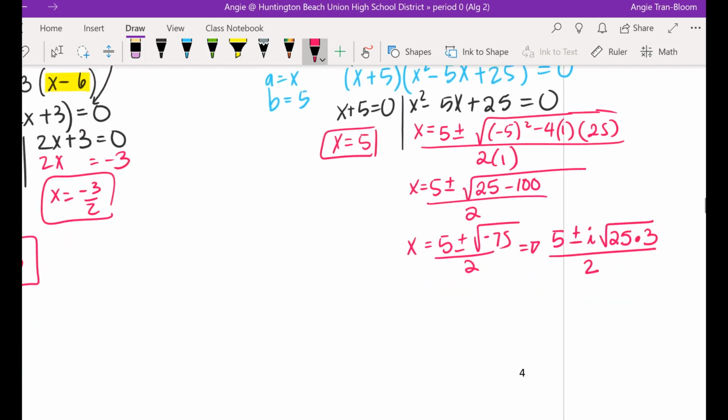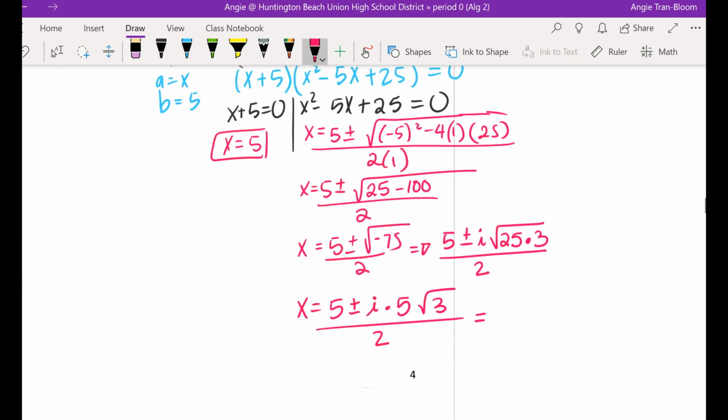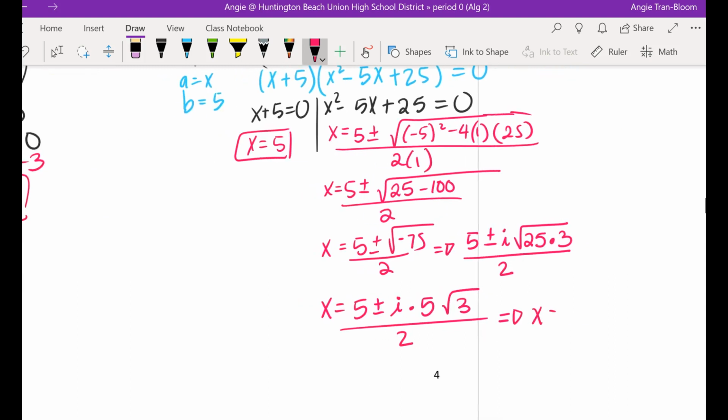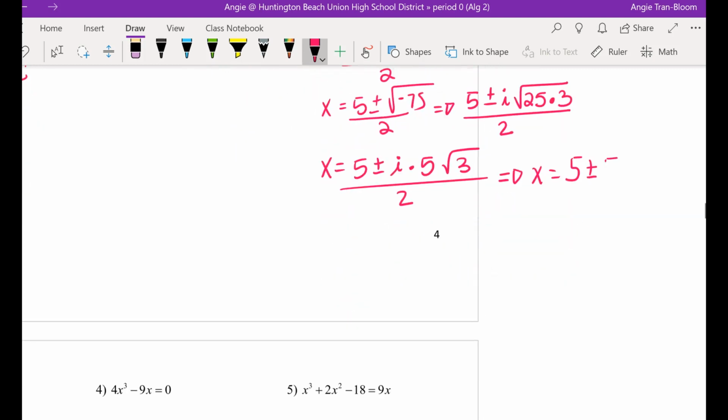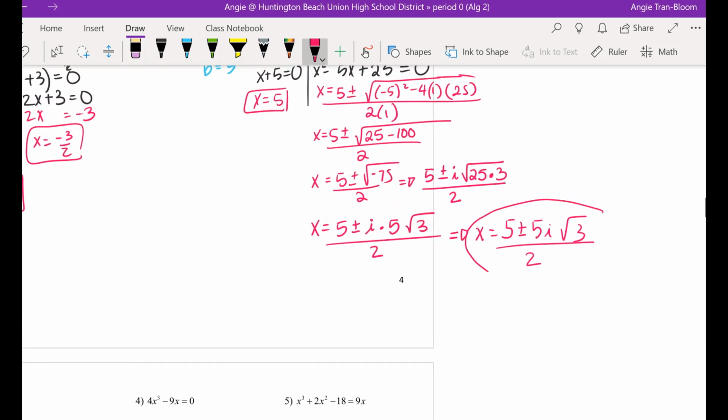Well, the square root of 25 is a really nice number. So 5 plus or minus i, I can take out the square root of 25, which is 5. The remainder under the radical is still 3, all over 2. And let's make that really pretty. So x equals 5 plus or minus 5i radical 3 all over 2. I cannot simplify that any further, so that's as far as we can go on those two complex solutions.